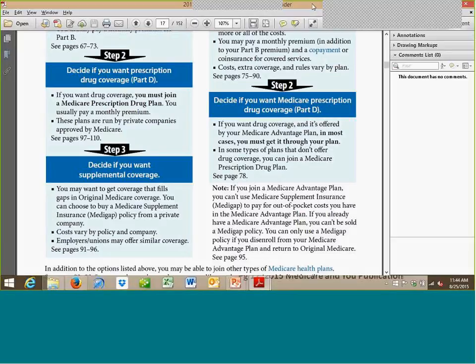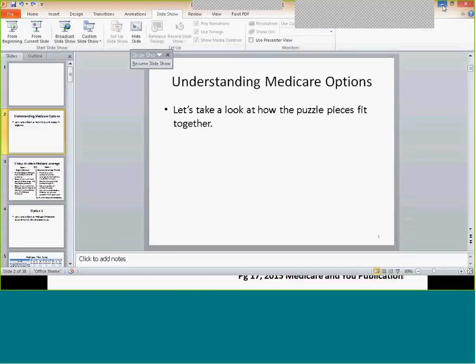So everything you need to know to keep you compliant, to keep you out of trouble, is where? Page 17. It's in the Medicare and You. It's all over the place. Be the subject matter expert, be referable. All right.